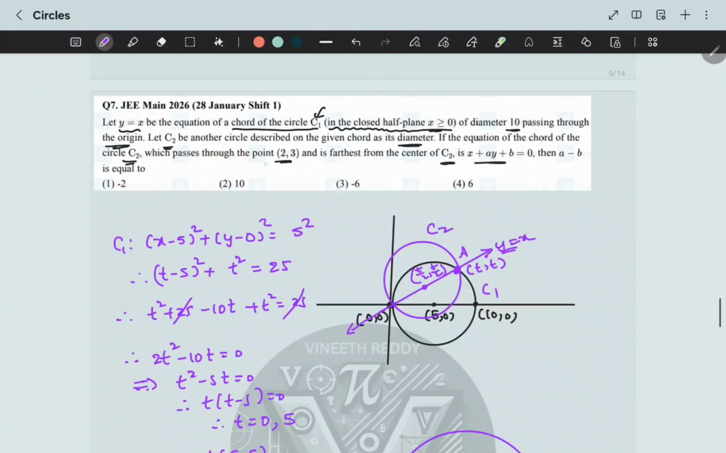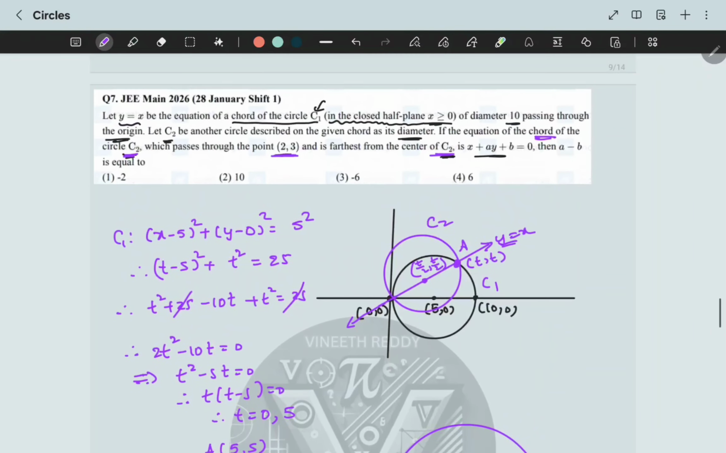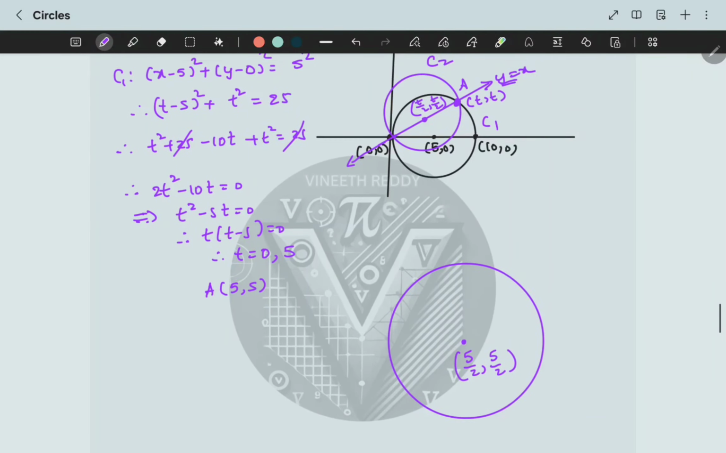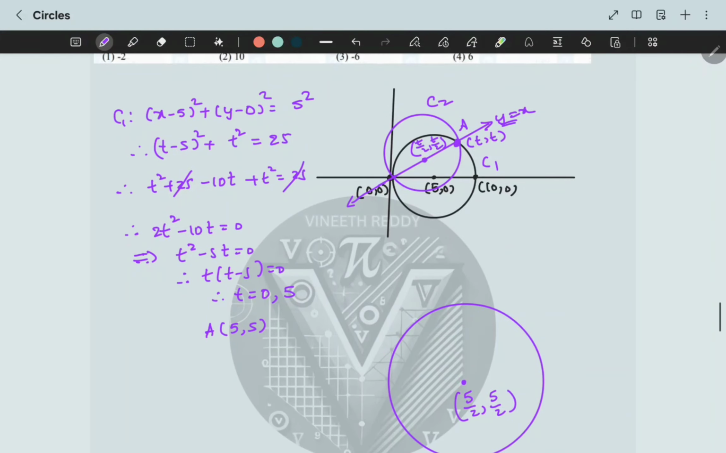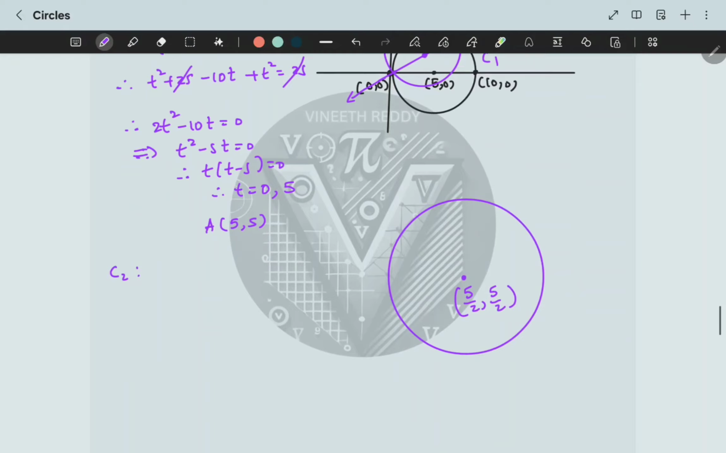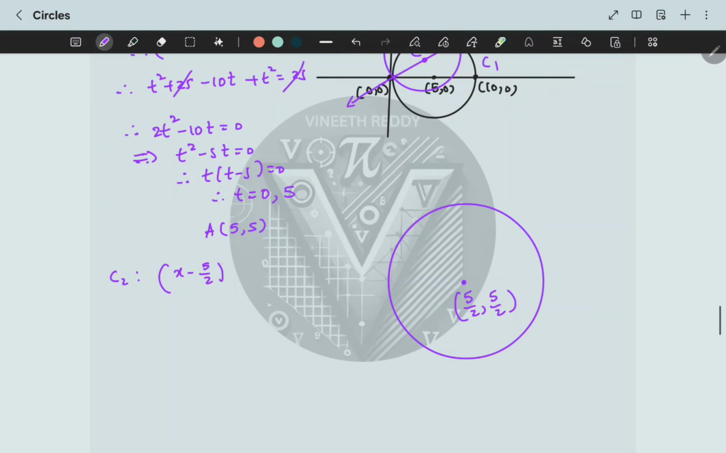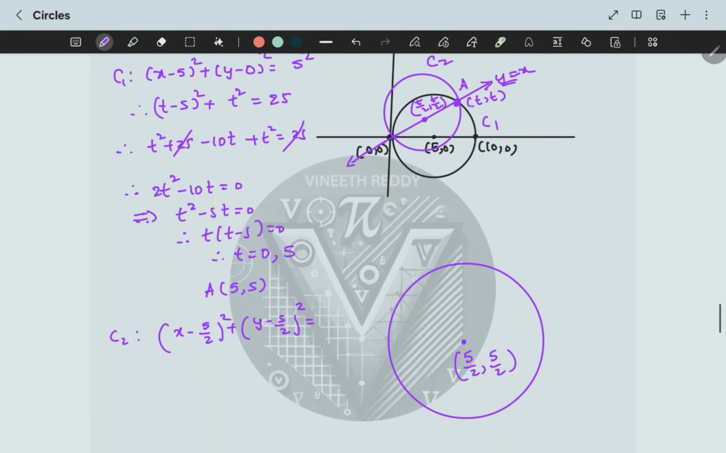Now think about it. Now the next part is very, very important, dear students. It is telling the equation of the chord of the circle C2 which passes through the point 2, 3. That means the chord is passing through 2, 3 and is farthest from the center of C2. So let us just check whether 2, 3 is inside circle 2 or not. For that, let us check the equation of circle 2. What will that be? It should be x minus 5 by 2 whole square plus y minus 5 by 2 whole square, and that should be equal to what will be the radius?